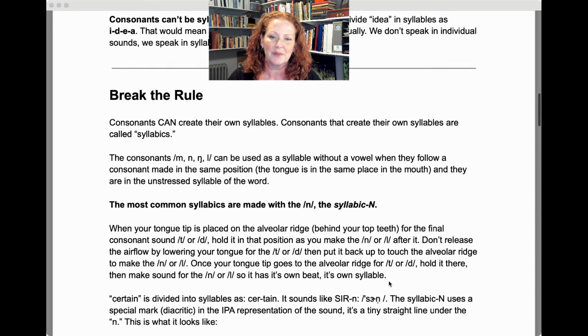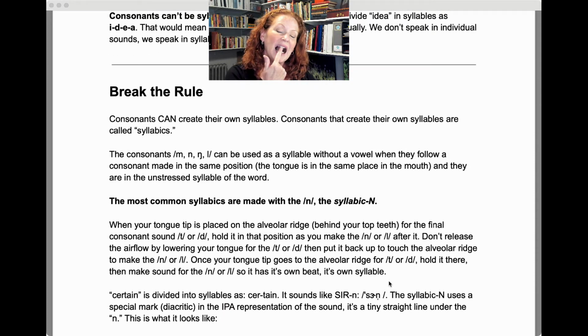When your tongue tip is placed on the alveolar ridge, which is right behind your top teeth, it's kind of bumpy, the skin on the top of your mouth behind your top teeth, that's the alveolar ridge. When your tongue tip is there, when you go up for a T or a D, hold it there and don't release it. Like if I say cat, don't release the T.